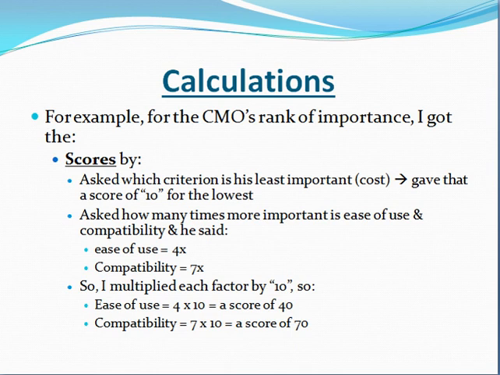Then I asked how many times more important do you feel the other 2 criteria, ease of use and compatibility, are compared to cost. He said ease of use is 4 times more important and compatibility is 7 times more. Then I multiplied each factor by 10, giving ease of use a score of 40 from 4 times 10, and compatibility a score of 70 from 7 times 10.